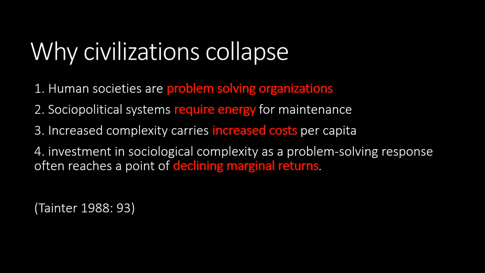The fourth point is an investment in socio complexity as a problem-solving response will often reach a point of declining marginal returns. And this becomes a key point throughout the entire book that Tainter really does provide examples for. As a society expands and grows in population, its economy becomes increasingly more complex. Typically what happens is the more of these increased costs that the individual person has to put in to sustain the society, the larger the expectations on that person, the less they get out of their effort or their labor or their taxes or the money that they are spending on a wide range of services and goods or supplies or food.